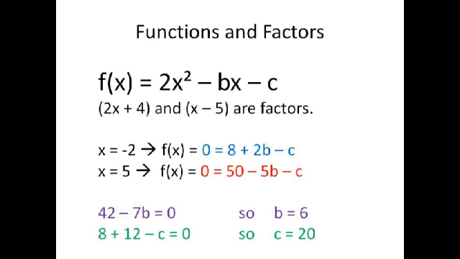Here we're actually going to apply some of the stuff we've learnt. So we know that f(x) is 2x squared minus bx minus c, and we need to find b and c. So we know that 2x plus 4 and x minus 5 are factors, and because of the rules we've learnt, 2x plus 4 means that f(minus 4 over 2) is equal to 0, and that means that f(minus 2) is equal to 0, so we can sub all our stuff in and we get 8 plus 2b minus c equals 0.